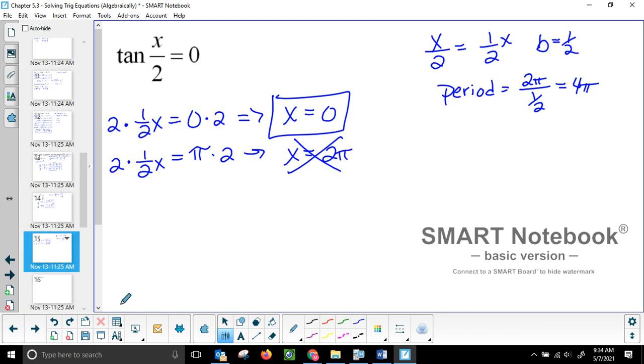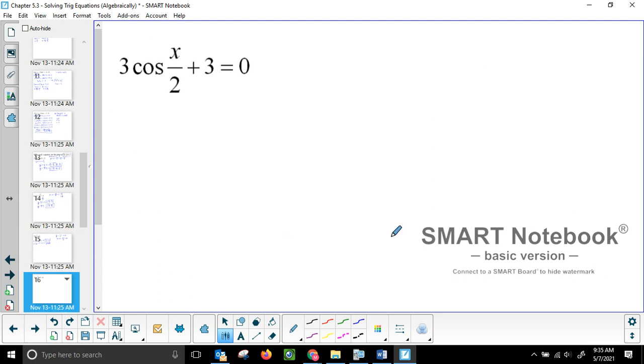Wait, where did you get that 2 divided by b by 1/2? Oh, no. That's what we need to decipher. All right, guys, go ahead and try this one. It's just going to be negative 3 or negative 1.